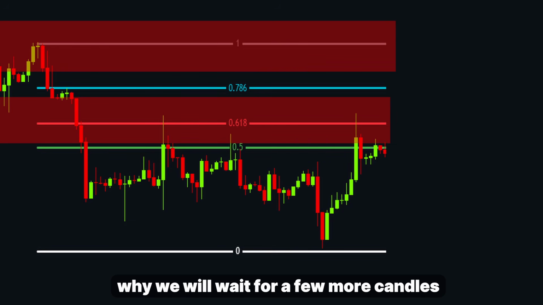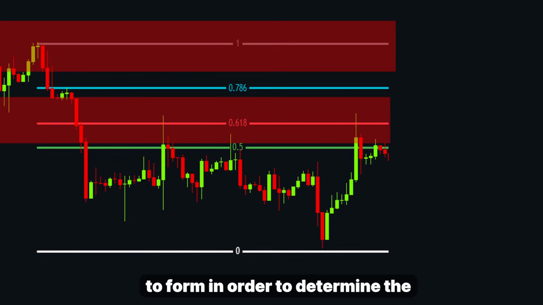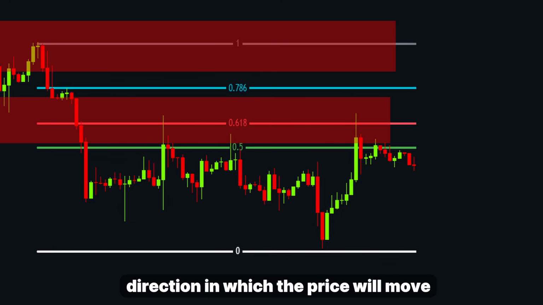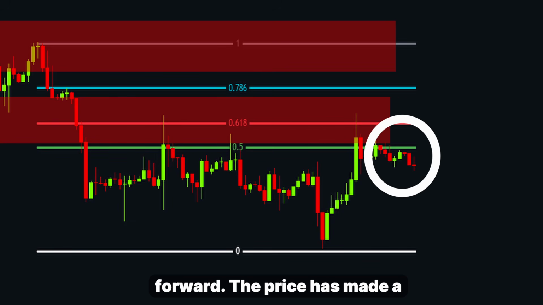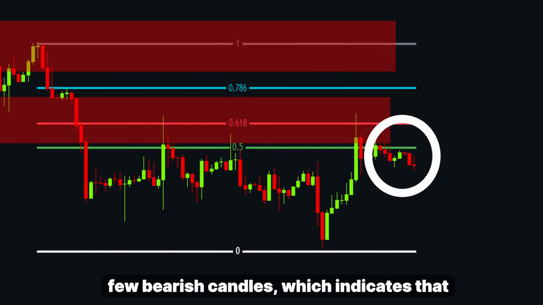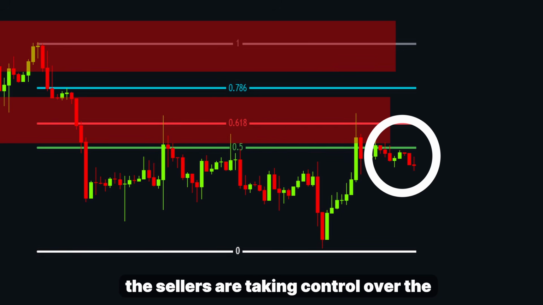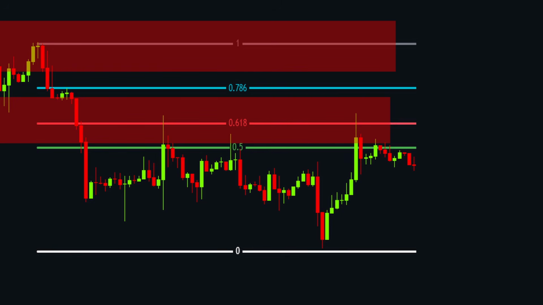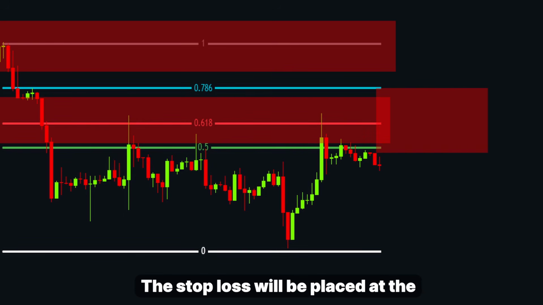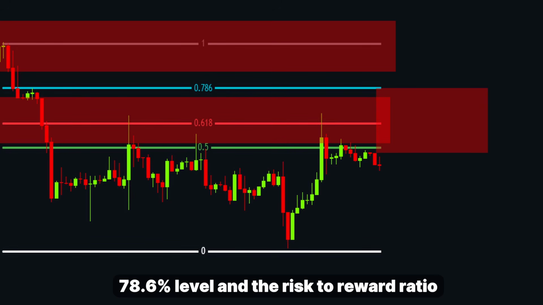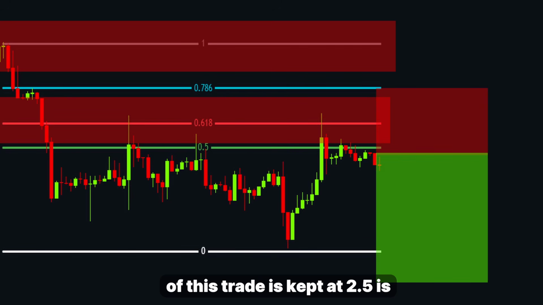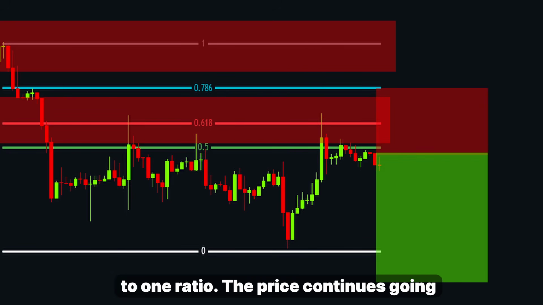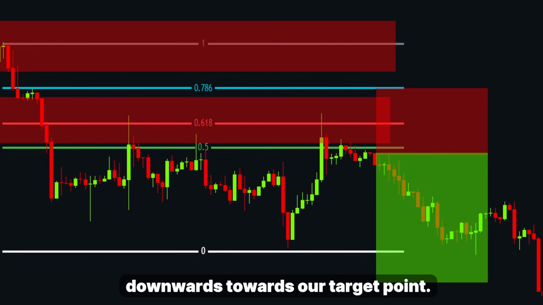And that's why we will wait for a few more candles to form in order to determine the direction in which the price will move forward. The price has made a few bearish candles, which indicates that the sellers are taking control over the market. And therefore, we will initiate our sell trade from this point. The stop loss will be placed at the 78.6% level. And the risk-to-reward ratio of this trade is kept at 2.5:1. The price continues going downwards towards our target point. This downward move helped us earn significant profits from this trade.